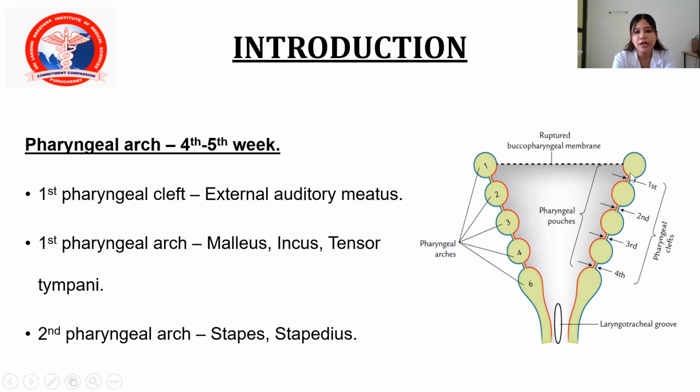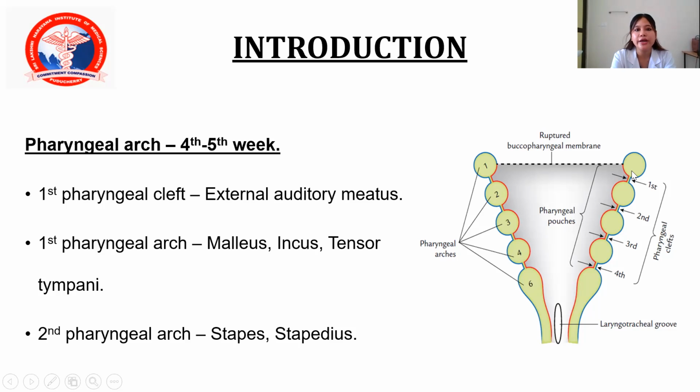The first pharyngeal arch develops into the malleus, incus, and tensor tympani. Malleus and incus, these are ear ossicles. Apart from malleus and incus, there is another ear ossicle, that is stapes. While the malleus and incus develop from the first pharyngeal arch, the stapes develops from the second pharyngeal arch. An associated muscle with the stapes also develops from the second pharyngeal arch.